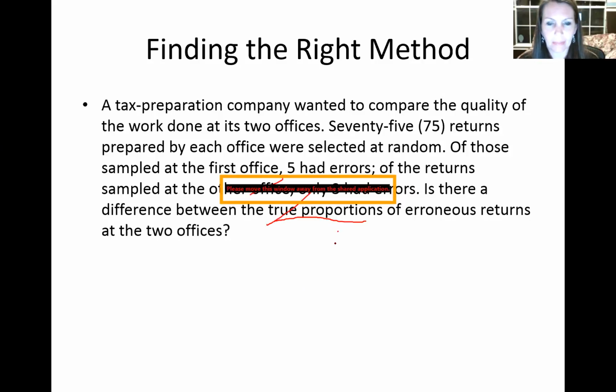Okay. All right. So it kind of lets us know that we're dealing with proportions because it talks about proportions here in the problem. Then we have to decide if we have one group or two groups that we're comparing. In this case, they talk about two offices here. So we know that we're dealing with two groups. Two groups, categorical data would say two proportions.